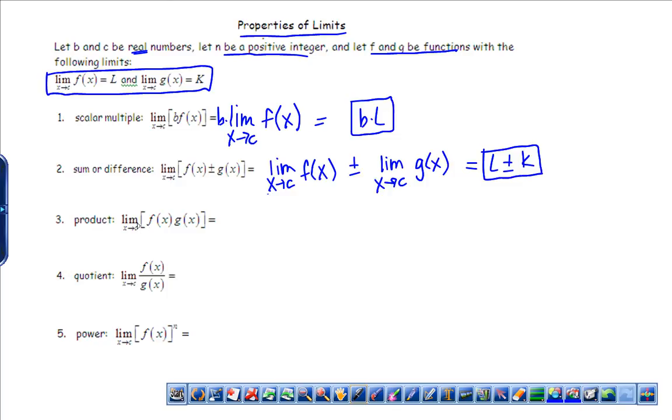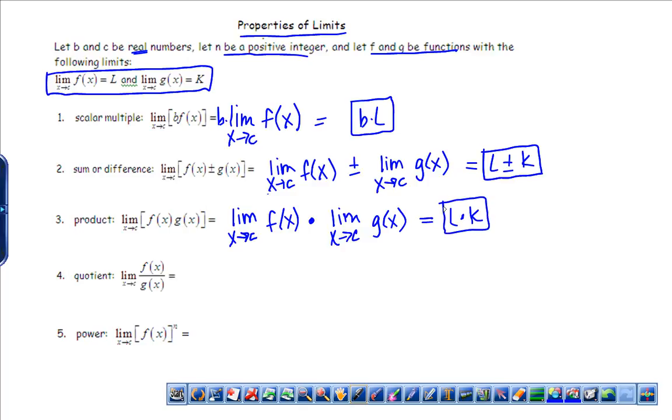Product. So I can take my limit as x approaches c of f of x, and I can multiply that by the limit as x approaches c of g of x, and that is the same thing as saying this function, which is L, multiplied by this function, which is k. And you could just say that's LK. Same thing. All right, let's divide.